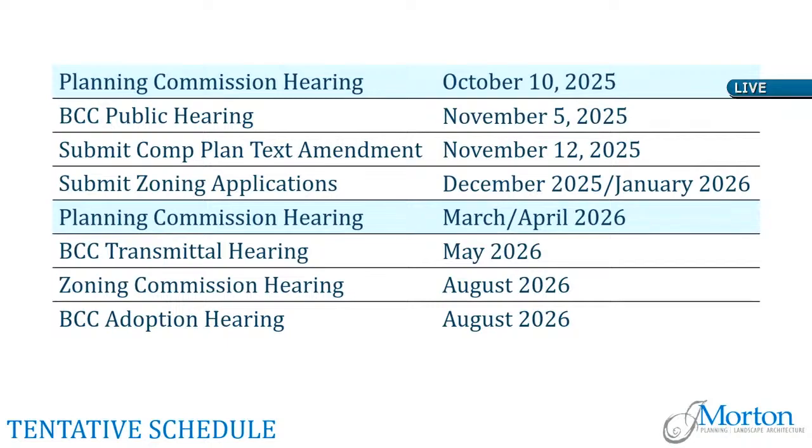This is actually the first step of the process for a text initiation. We're before you today, identified on the schedule as October 10th. We'll go to the Board of County Commissioners on November 5th. If the board initiates the text, then we'll file our comp plan and our zoning application.